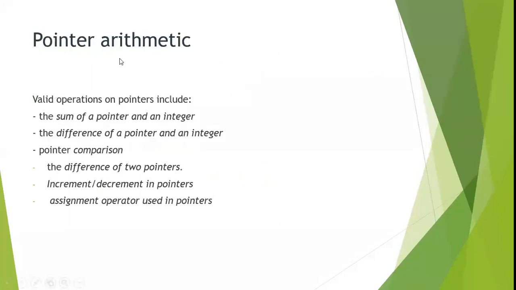So pointer arithmetic, we can also perform some arithmetic operations using pointer. We can perform the sum of a pointer and an integer, right? We can add an integer to a pointer. We can perform the difference of an integer with a pointer. We can also perform the comparison, like difference of two pointers. We can also increment or decrement the value of pointers. We can use the assign operator in pointers. Now let's see how we can do all this.